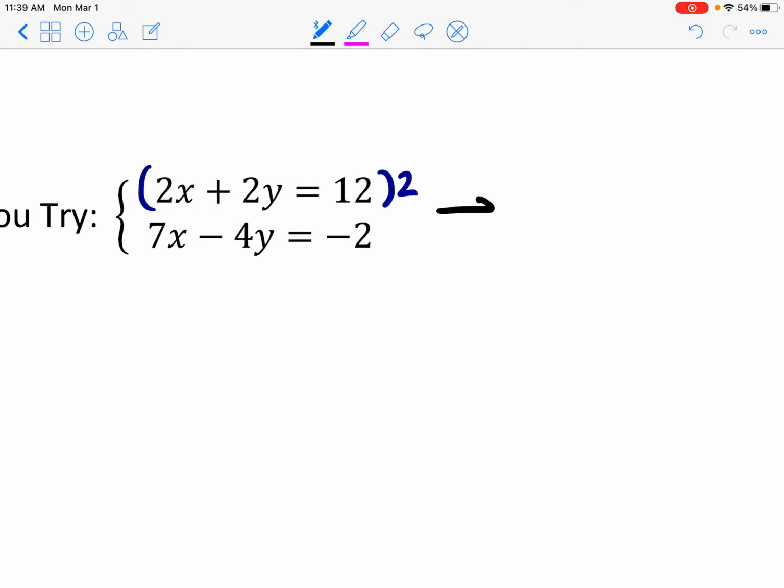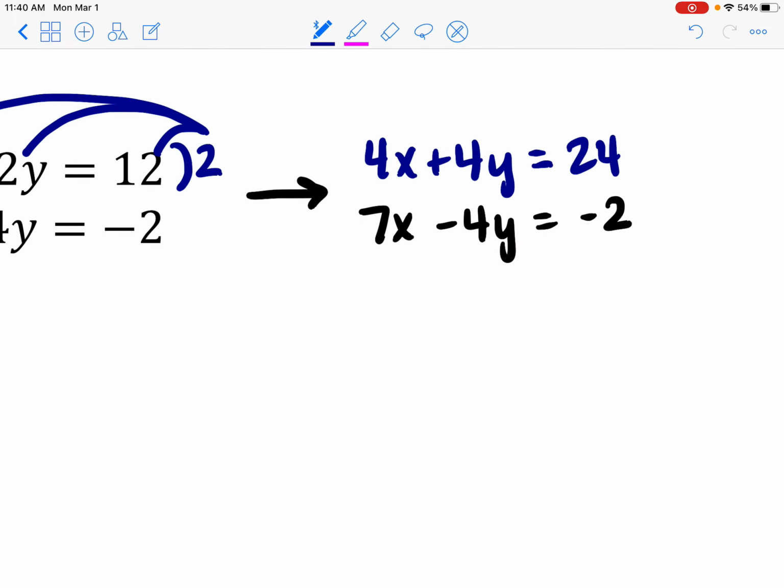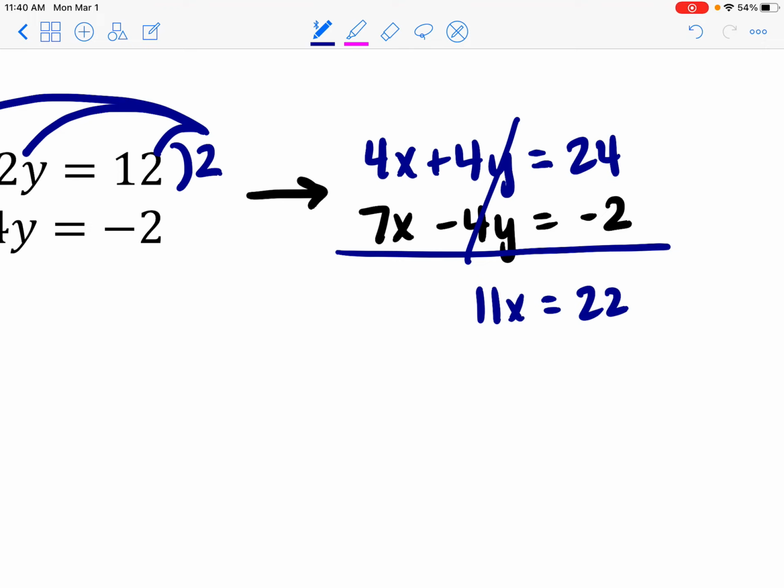So my system becomes 4x plus 4y equal to 24. And then I'm not changing my second equation, it's just coming over. 7x minus 4y equals negative 2. And now when I put these together, those y's cancel out, which was exactly the goal. So 4 and 7 is 11x equal to 24 minus 2, which is 22. Dividing both sides by 11, I can see the x value in my solution has to be a positive 2.